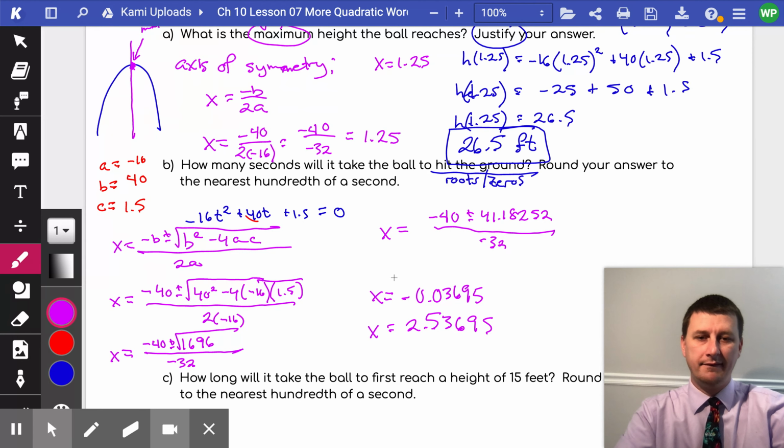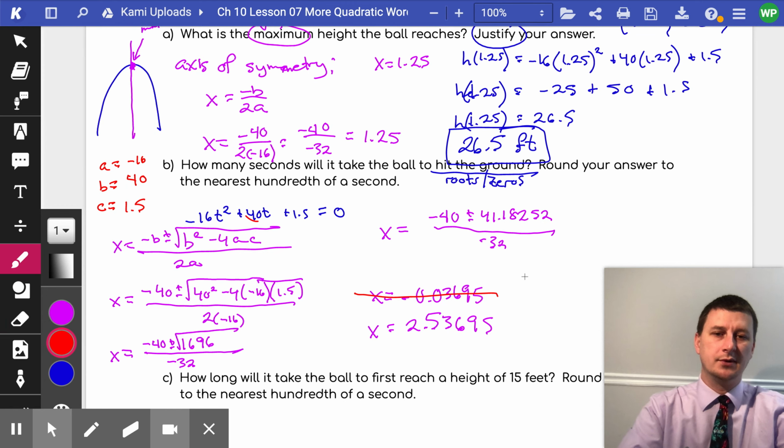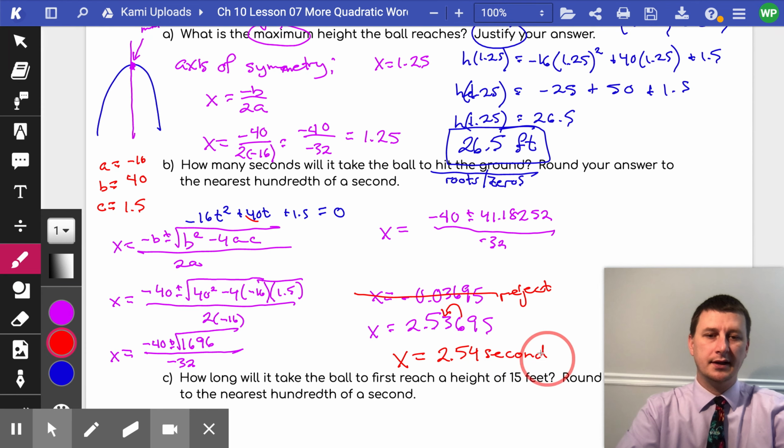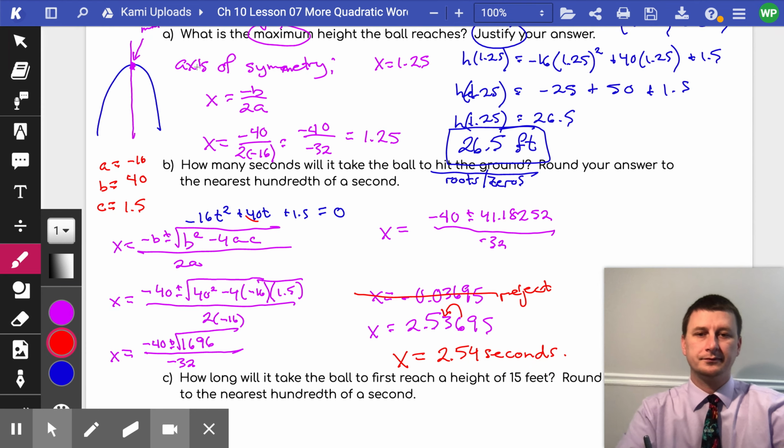Well, we can't have negative time, so we're going to reject that first one. Reject this one because you can't have negative time. This is going to be our answer, but we want to make sure we round correctly. The nearest hundredth, well, that's the 10th place. That's the 100th place. So we want 2 decimal places. The 6 tells us to round the 3 up. So it's going to be 2.54 seconds. This thing is going to hit the ground.